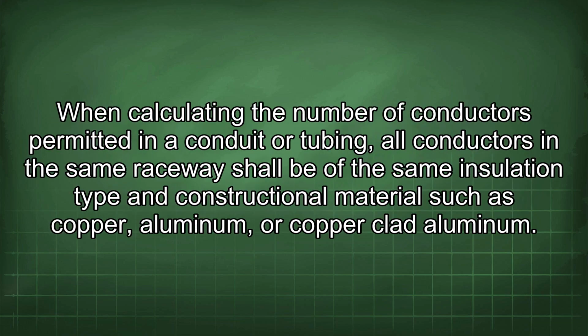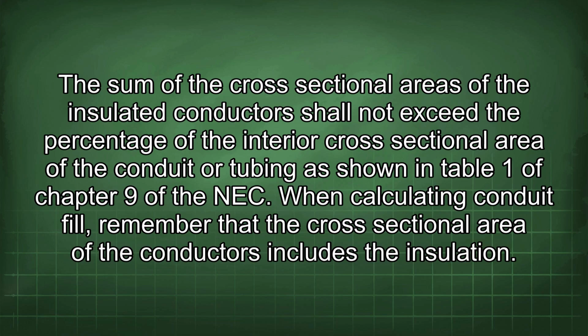When calculating the number of conductors permitted in a conduit or tubing, all conductors in the same raceway shall be of the same insulation type and constructional materials such as copper, aluminum, or copper-clad aluminum. The sum of the cross-sectional areas of the insulated conductors shall not exceed the percentage of the interior cross-sectional area of the conduit or tubing as shown in Table 1 of Chapter 9 of the NEC. When calculating conduit fill, remember that the cross-sectional area of the conductors includes the insulation.